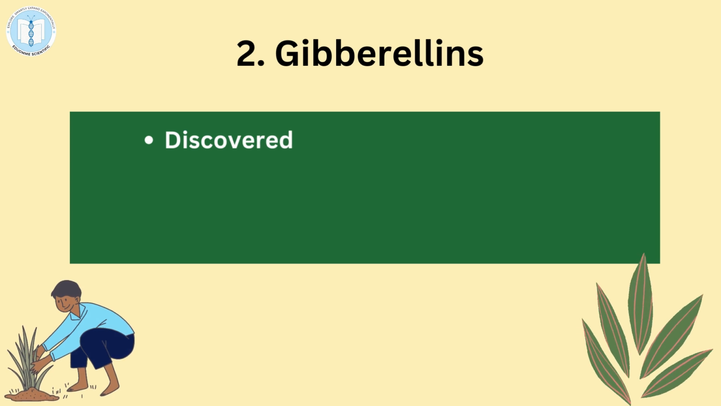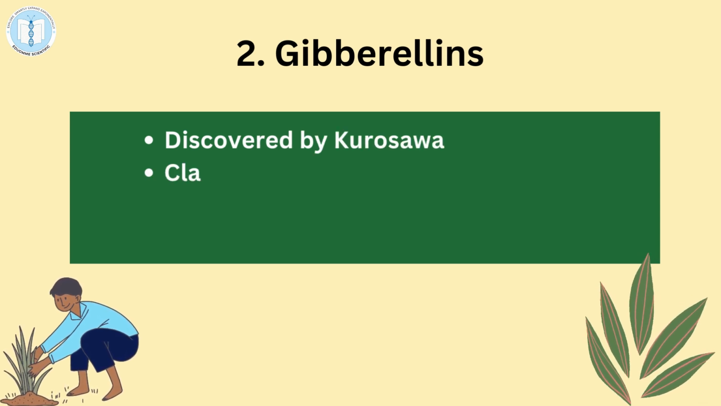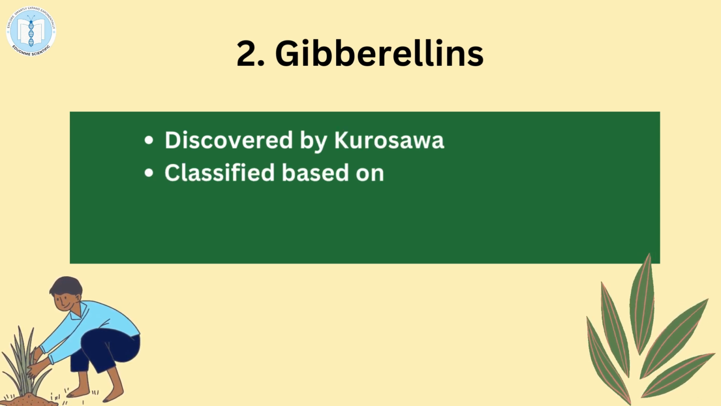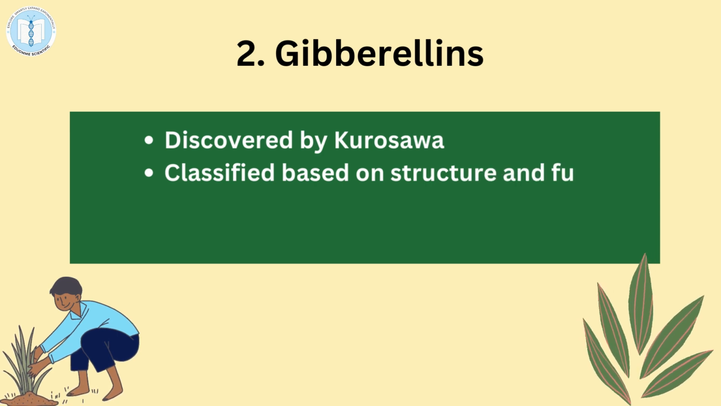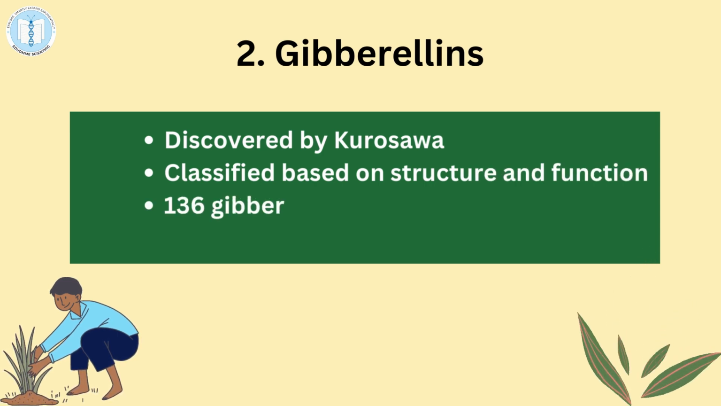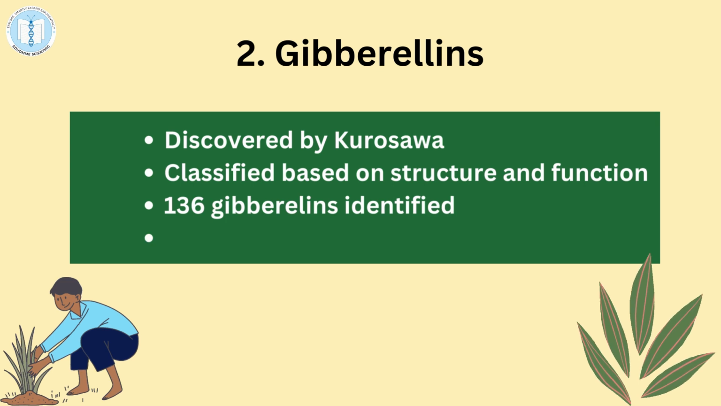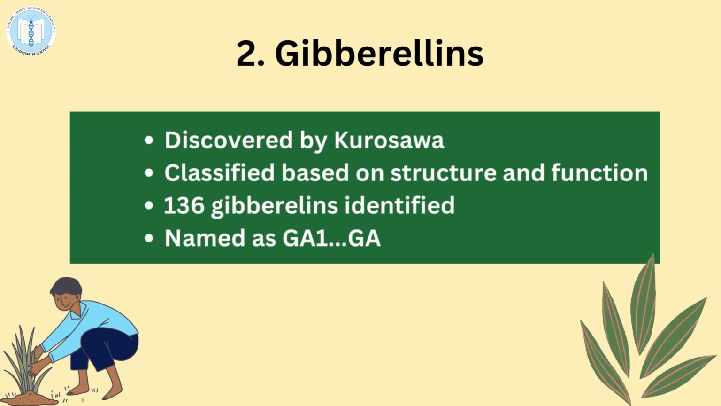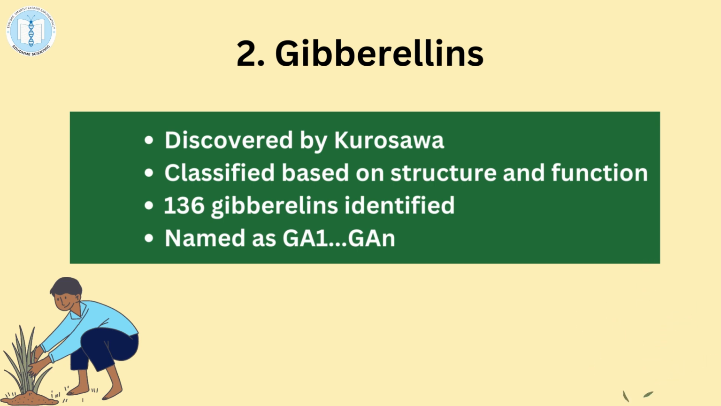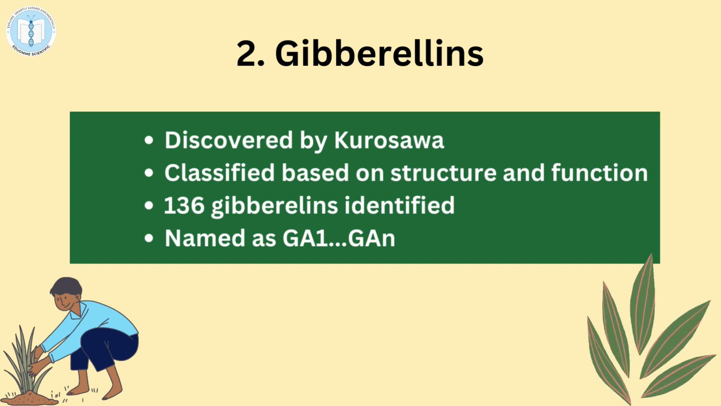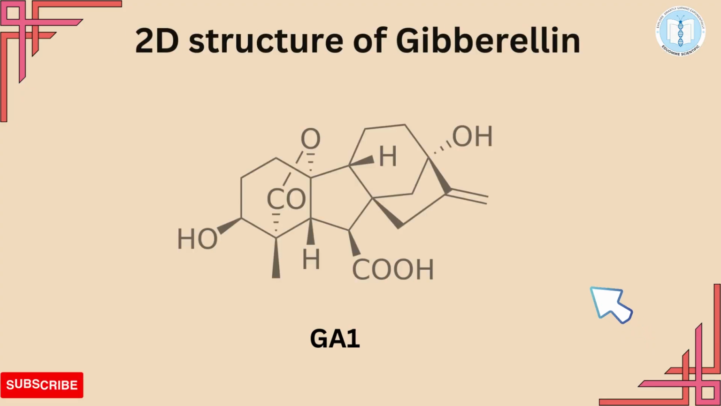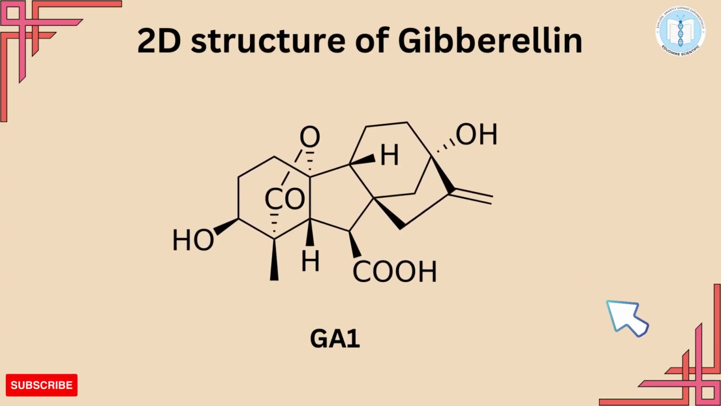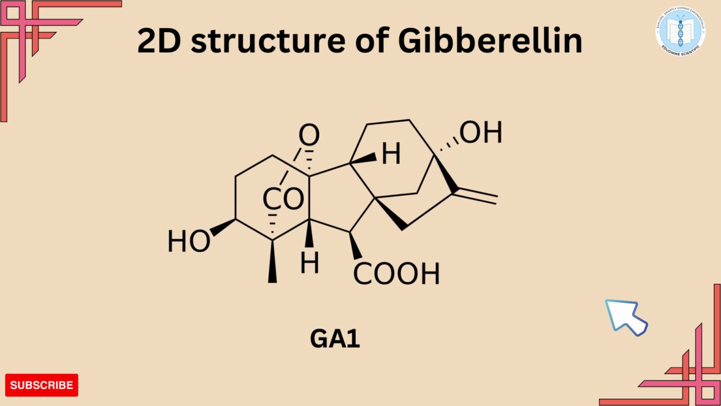The second group of plant hormones are gibberellins. Gibberellins are a group of tetracyclic diterpenoid compounds made up of four isoprene units. Gibberellins were discovered by Kurosawa in Japan in the course of his studies on fungal diseases of rice. There are currently 136 gibberellins identified from plants, fungi, and bacteria. The gibberellins are named GA1 till GAn in order of discovery.